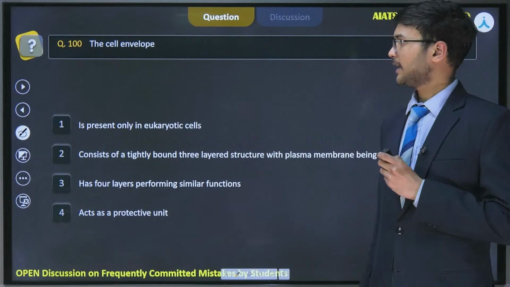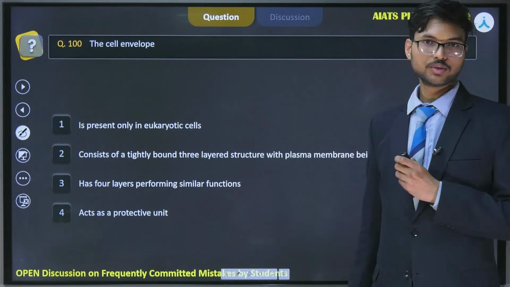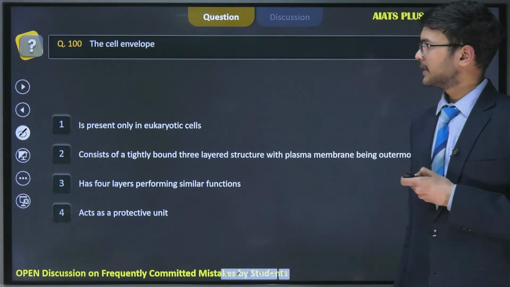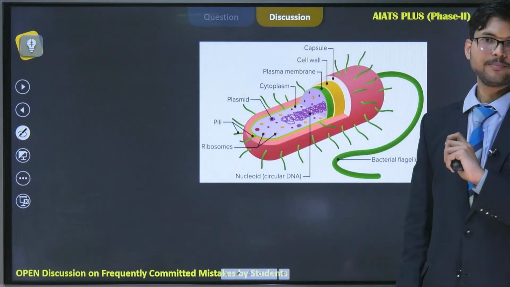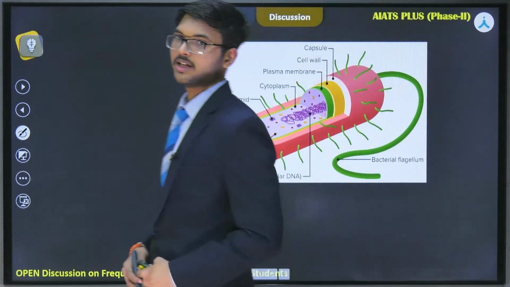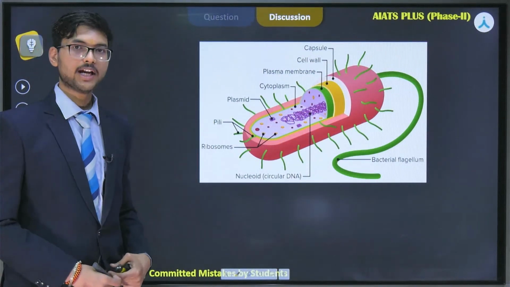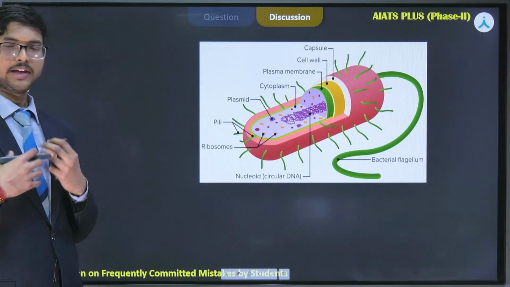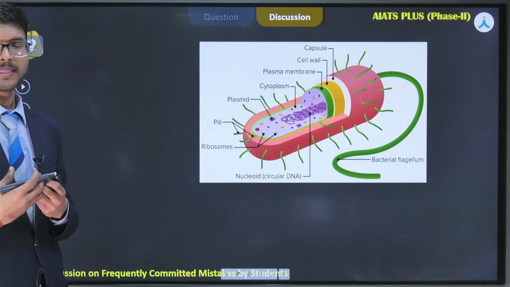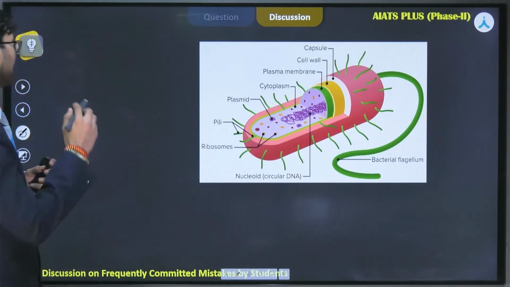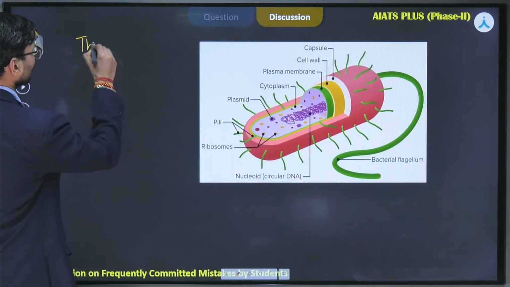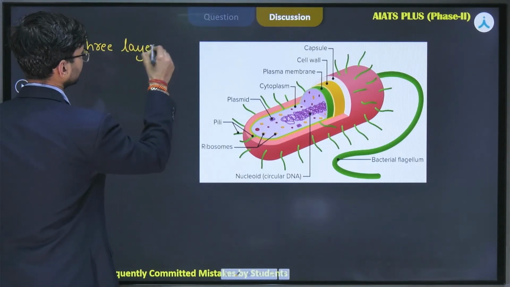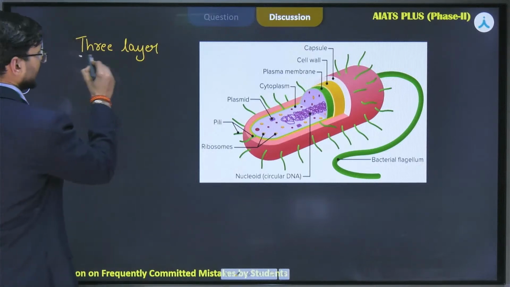Okay. So the next question is the cell envelope. This question belongs to the cell, the unit of life, and the cell envelope is generally seen in bacteria, in the group Monera. So you will find in bacteria there are various complex cell envelopes. And cell envelopes are bound by 3 layers.